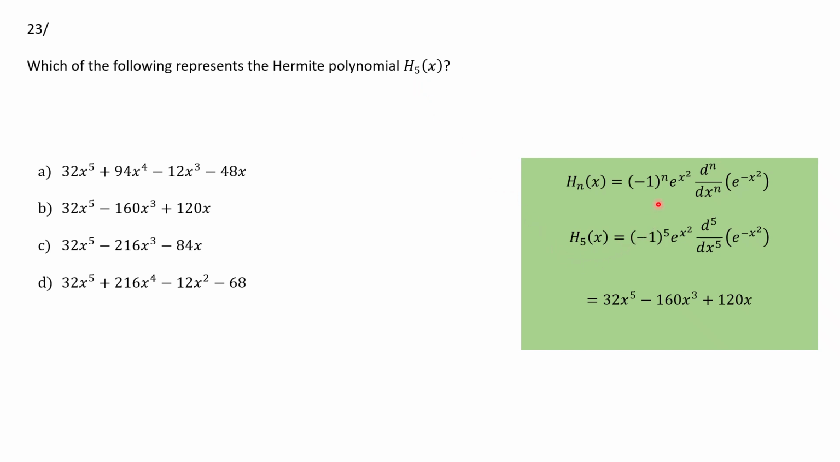So if we put 5 in place of n, then after solving and taking all the derivatives that we get, we will get the final answer as 32x^5 minus 160x^3 plus 120x, which is option B.